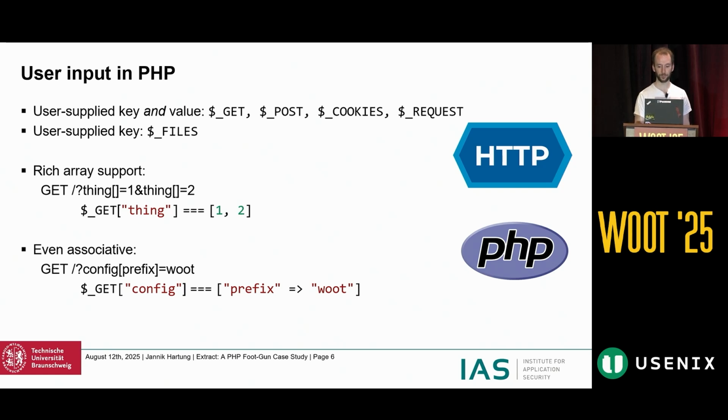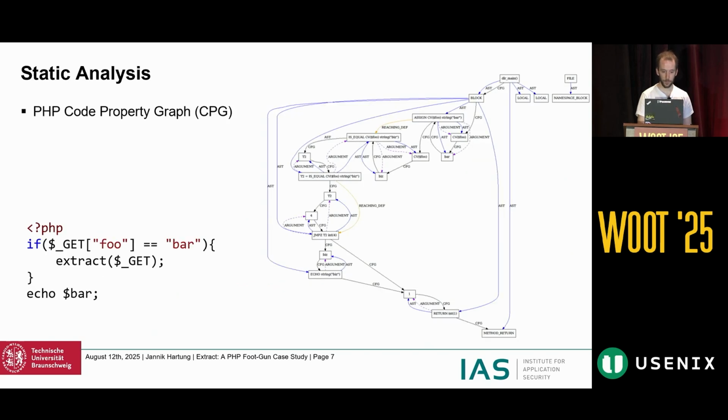And this gives a potential attacker a huge advantage or possibility to actually change values in more interesting ways than just strings. So now with this at hand, we wanted to know if there are any real-world applications using this, but we didn't want to look at them all manually and on our own. So we created a static analysis pass for an existing code property graph for PHP.